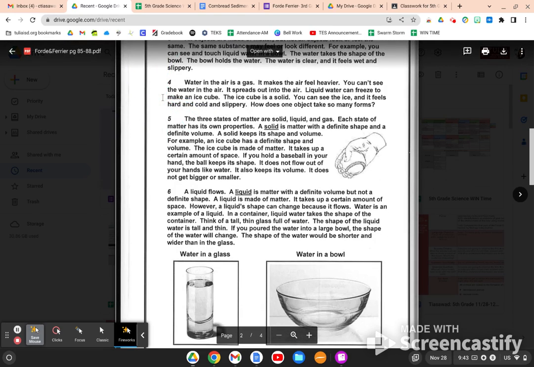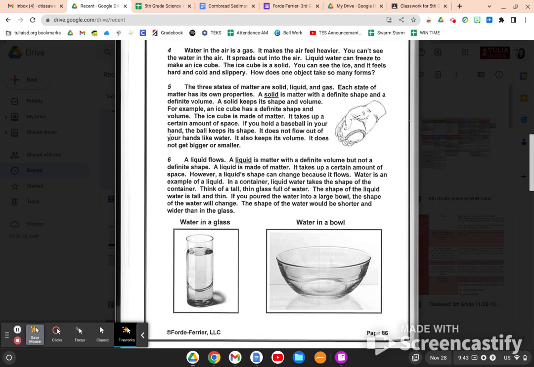Paragraph 4. Water in the air is a gas. It makes the air feel heavier. You can't see the water in the air. It spreads out into the air. Liquid water can freeze to make an ice cube. The ice cube is a solid. You can see the ice and it feels hard and cold and slippery. How does one object take so many forms?